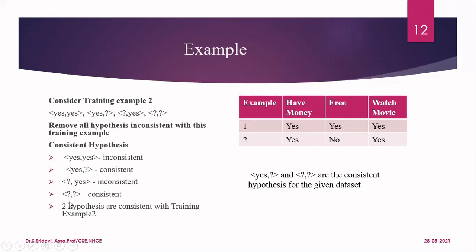Now, take the last one. It is question mark, question mark. That means this hypothesis will accept any value for both the parameters and it will tell the answer as yes only. Whatever your value may be, you will get the answer as yes. Here we have the answer as yes. That means this hypothesis is consistent with our data set. So out of 4, 2 are consistent and 2 are inconsistent. So remove all the inconsistent hypotheses from your list. So we have the answer now: S question mark and question mark, question mark. This is your answer for the given training data set.